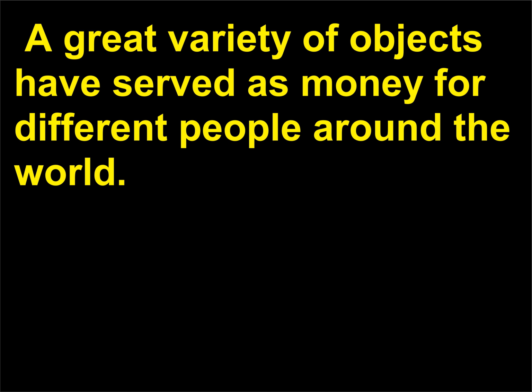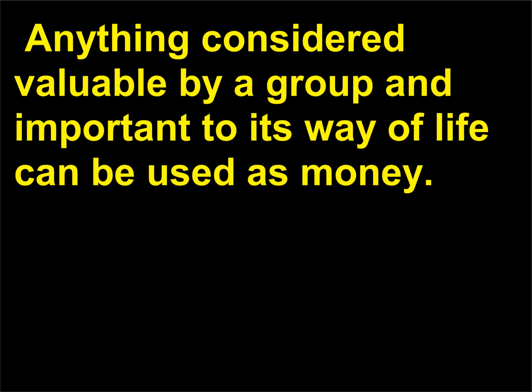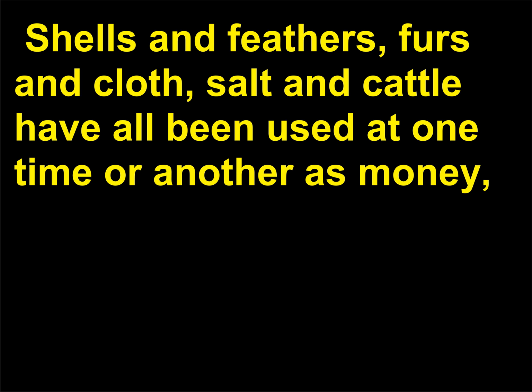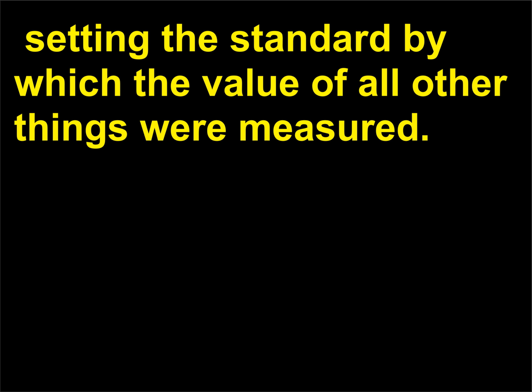A great variety of objects have served as money for different people around the world. Anything considered valuable by a group and important to its way of life can be used as money. Shells and feathers, furs and cloth, salt and cattle have all been used at one time or another as money, setting the standard by which the value of all other things were measured.